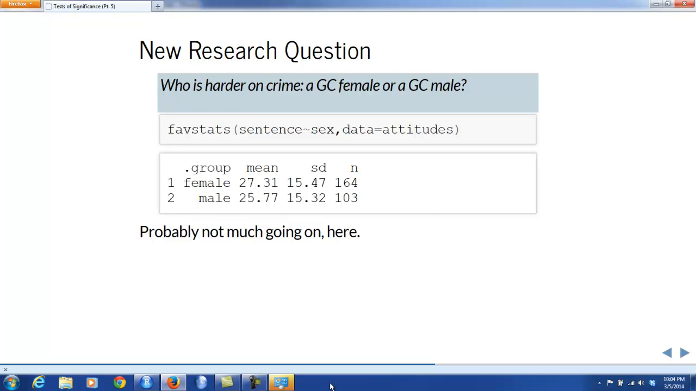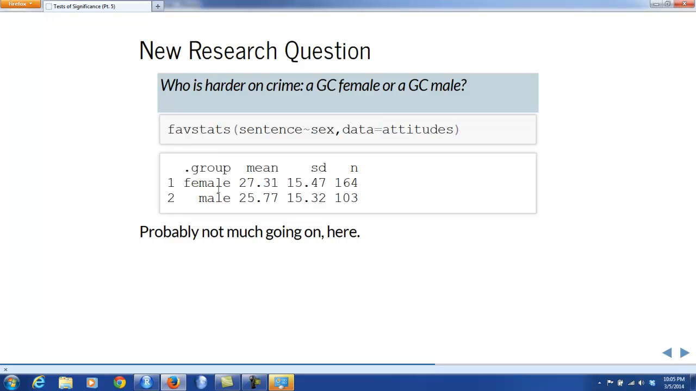So we've got the variable sentence that says the recommended sentence that each respondent gave to the defendant who was convicted of the involuntary manslaughter. We also have the sex of each survey participant recorded. So you might wonder, who's harder on crime? Who tends to give longer sentences, a Georgetown College female or a Georgetown College male? Well, we know how to study questions about the relationship between a numerical variable and a factor variable by now. We can do it with favstats, numerical variable sentence, broken down by the values of the factor variable sex, using the attitudes data frame.